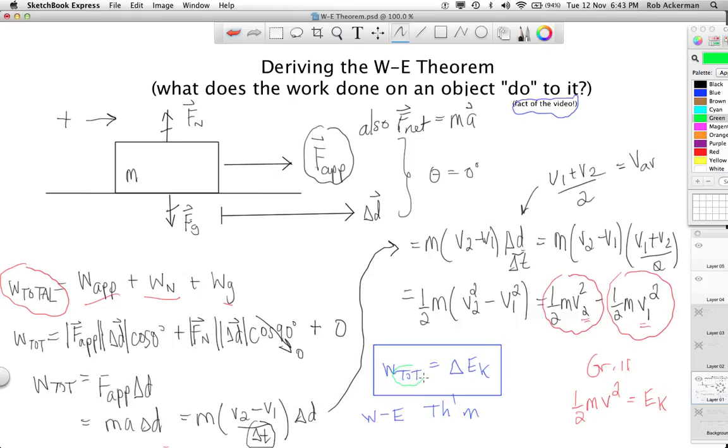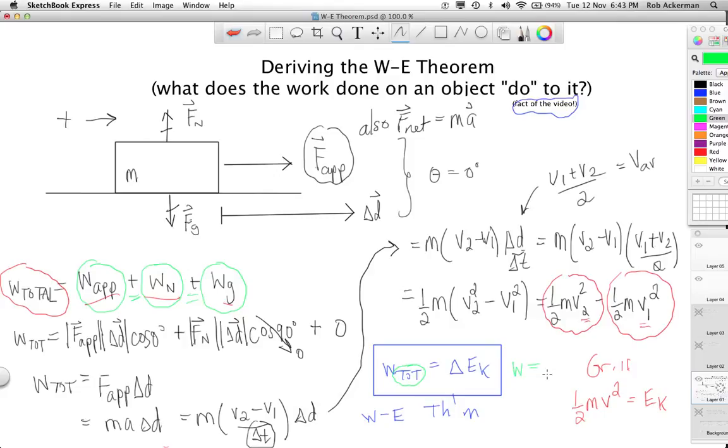One of those two people is going to forget the word total under here. And he or she is going to forget that you have to add every single force's work done. Every single force does work. You've got to add them all up. That's what the word total means. If you don't add them, you will not get the work-energy theorem. What the people who make a mistake are going to do is they're going to write this.